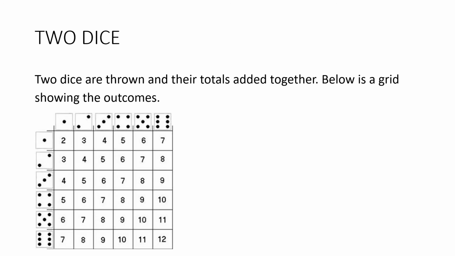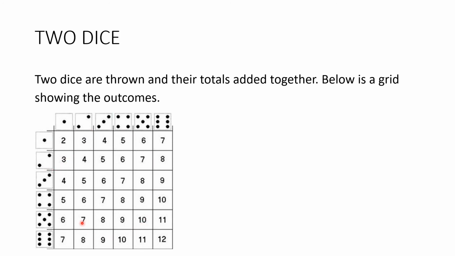And here's 2 dice. Now there's a number of things we can do with 2 dice, but one thing is to add their totals together. And this is a grid showing all the outcomes for that experiment. This is how we read it. So if I throw 2 ones, the total is 2. If I throw a 1 and a 2, the total is 3. And that's different to throwing a 2 and a 1 because we've got different dice.